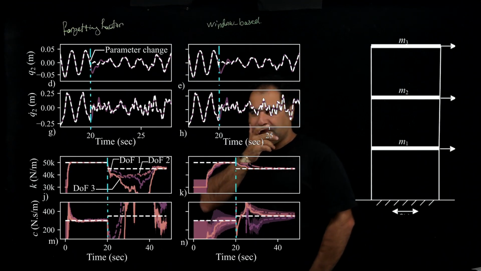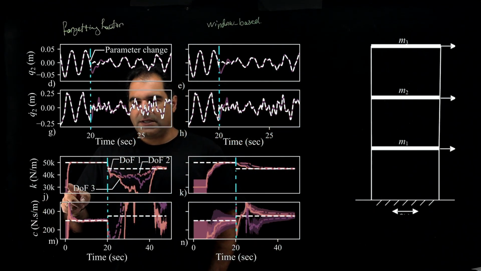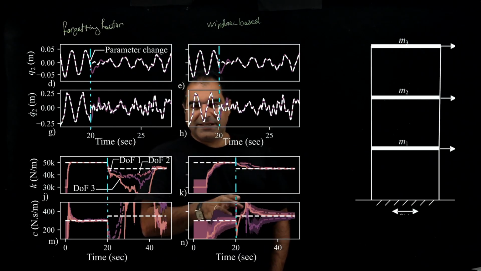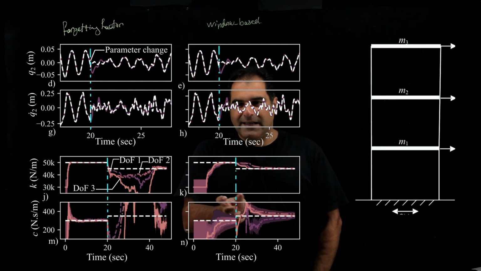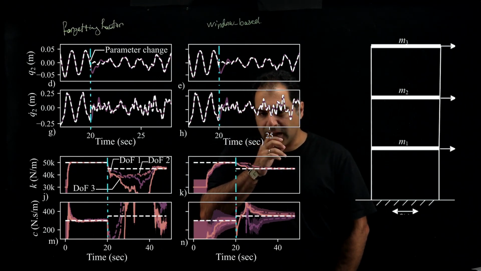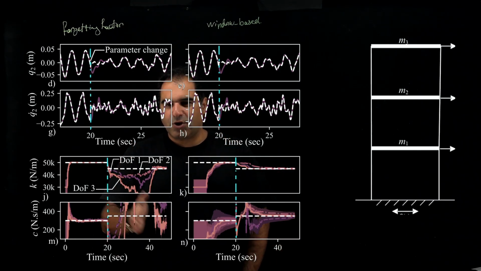As you see here, the forgetting factor-based method is quite fast at the beginning to catch the ground truth for both stiffness and damping value. But the window-based method is a bit lazy, and you see at the beginning there is no change, which is based on the window size you choose for the technique you're using. And once you have it, the interesting part is here. We impose the damage at time 20 for both cases.